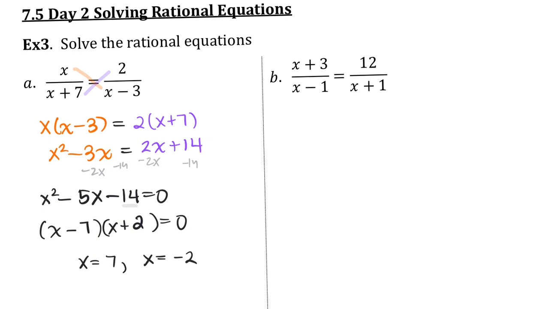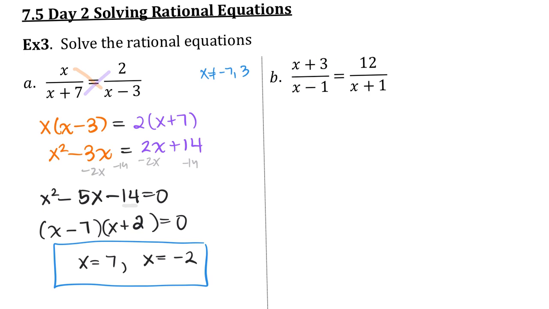Because this is rational, there could be extraneous solutions. It did not tell me I had to write the domain, and I don't if it doesn't tell me that, but I need to respect the domain. So I'm going to go back to the beginning. Since there's an x plus 7 at the bottom, x can't be negative 7, and since there's x minus 3, x can't be positive 3, which means both of my answers are good because I don't have negative 7 or 3.